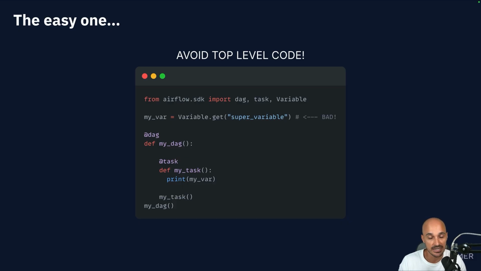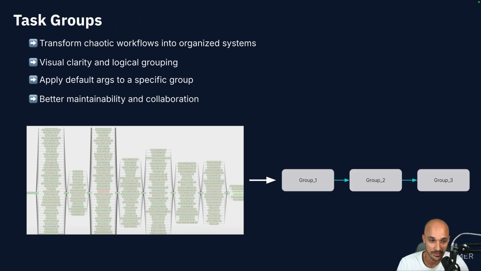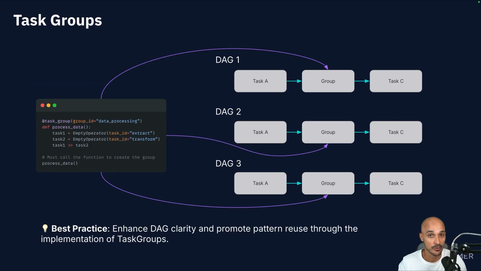So as a best practice, we recommend you avoid top level code as much as you can. And for that, you can use Jinja templates, which is very useful to actually solve this issue. There are other things that you can do at the code level. For example, you can avoid heavy imports. You also can use task groups to better manage DAGs with many tasks. And you can even reuse some of the logic that you have in one DAG in other DAGs using task groups. So this is super useful.